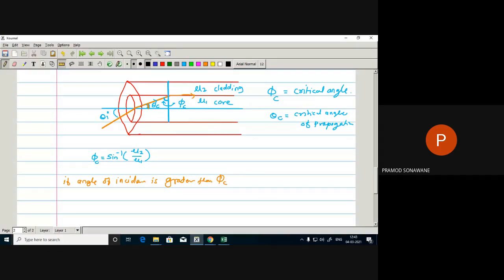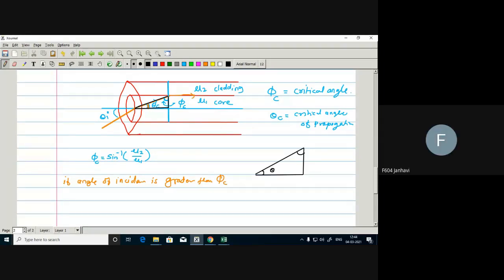So if we just look at this triangle, so if I try to draw it separately, tell me, this is what?